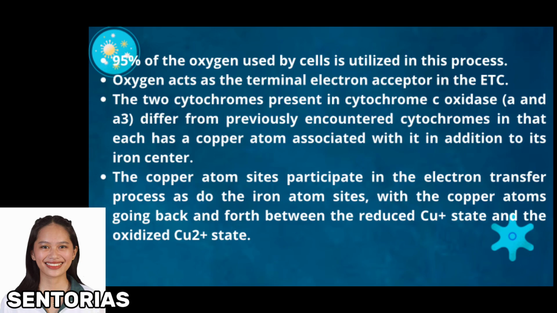The two cytochromes present in cytochrome C oxidase, A and A3, differ from previously encountered cytochromes in that each has a copper atom associated with it in addition to its iron center. The copper atom sites participate in the electron transfer process as do the iron atom sites, with the copper atoms going back and forth between the reduced copper 1 state and the oxidized copper 2 state.